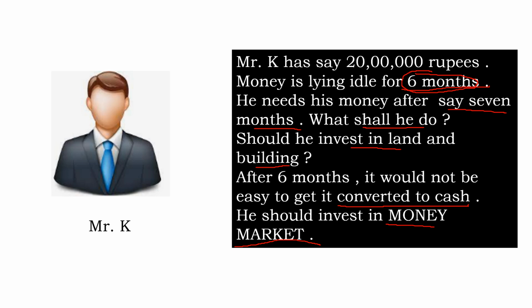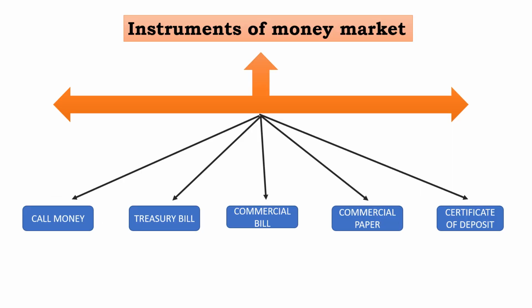So this is the advantage of the money market, that you can get it easily: high liquidity, and it is a close substitute of money. I hope I have explained the characteristics, the basics of the money market. Now coming over to the instruments. These are the instruments. The first one is the call money, then the treasury bills, also called T-bills, commercial bills, commercial paper, and the certificate of deposit.